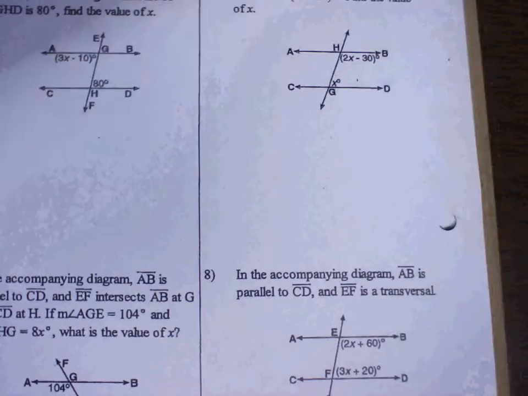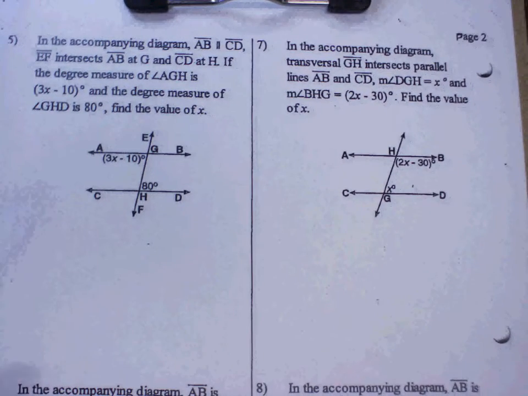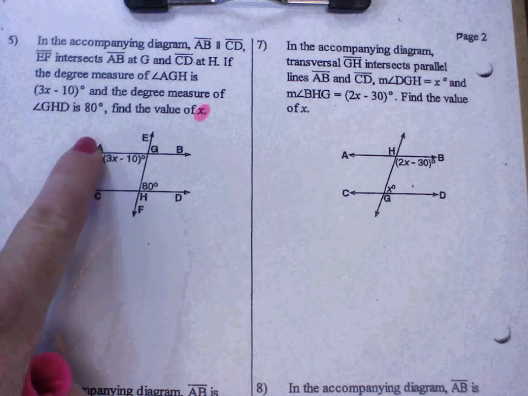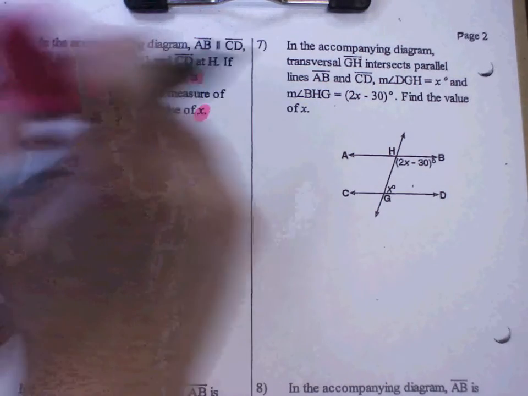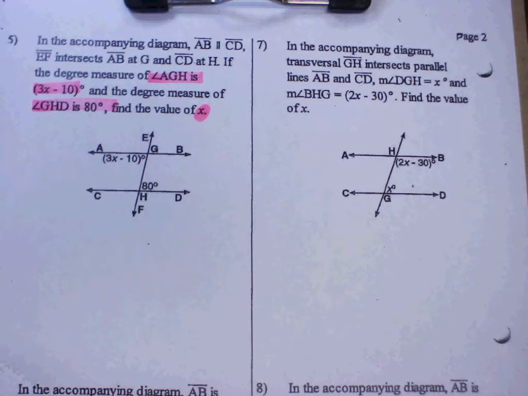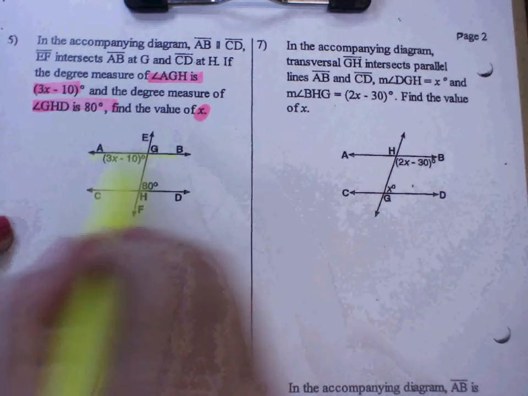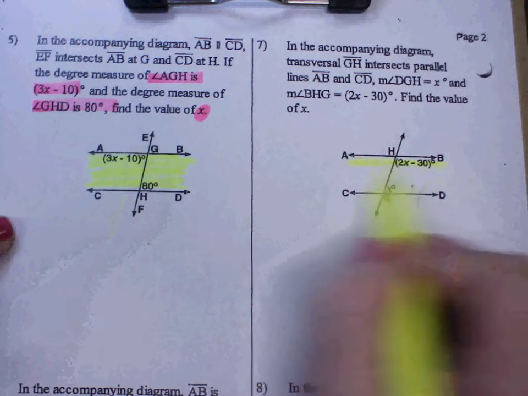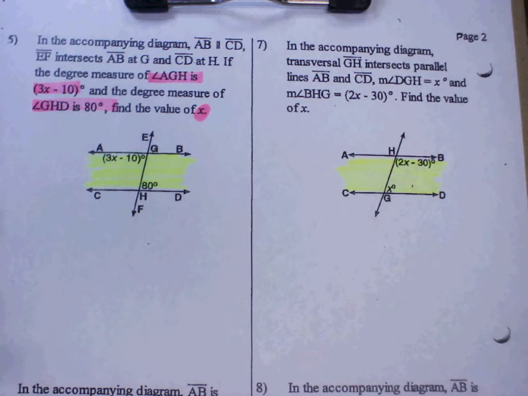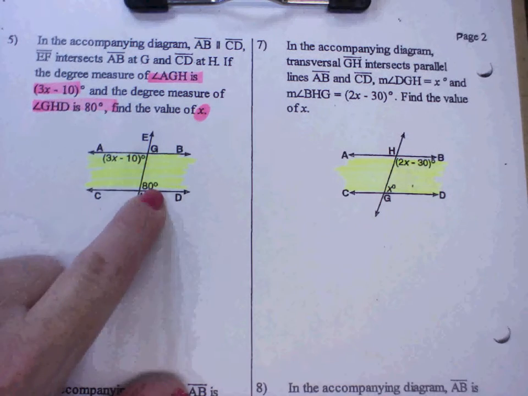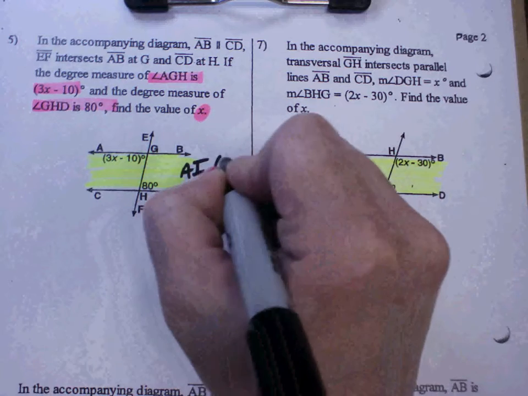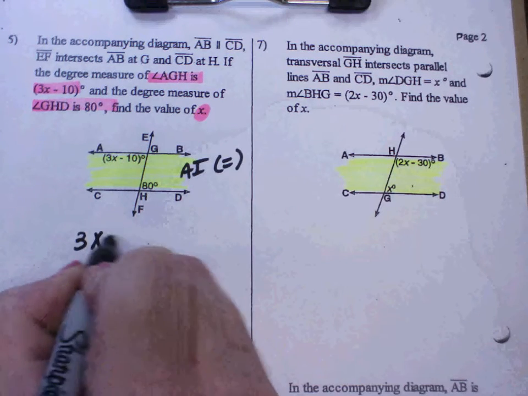All right, value of x, correct? And I already have the information in the diagram, which is awesome. Okay, I'm going to highlight inside. What kind of relationship is between those two? Alternate interior, which means they are equal. So 3x minus 10 equals 80.